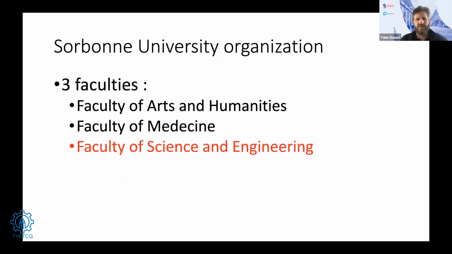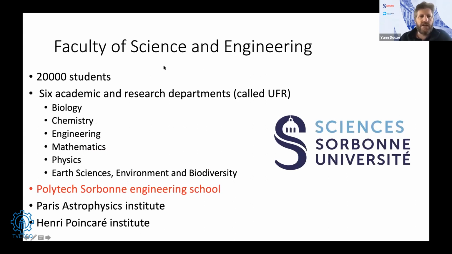We have three faculties: Faculty of Arts and Humanities, Faculty of Medicine, and Faculty of Science and Engineering. I'm working in the Faculty of Science and Engineering. We have around 20,000 students, and there are six academic and research departments that we call UFR in French: biology, chemistry, engineering, mathematics, physics, earth science, environment and biodiversity. There are also some institutes: an engineering school, Polytech Sorbonne, and two institutes, Paris Astrophysics Institute and Henri Poincaré Institute. In engineering there is mechanical, software, computer science, electrical engineering, robotics, a lot of different engineering. That is a big UFR.